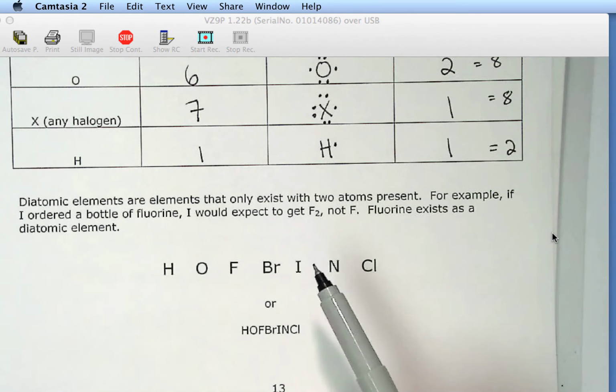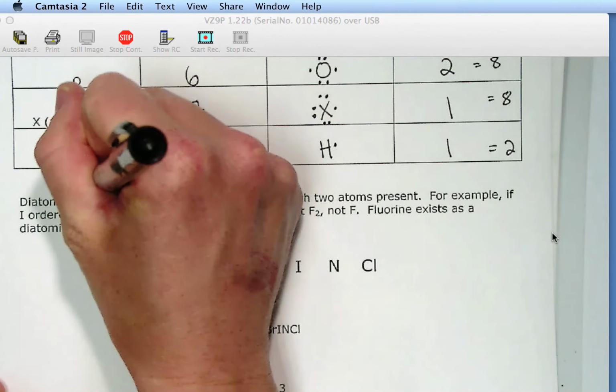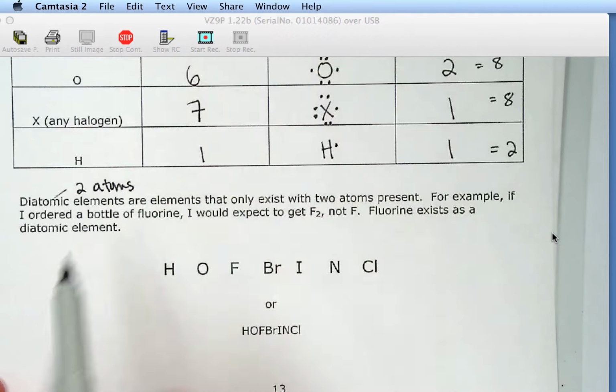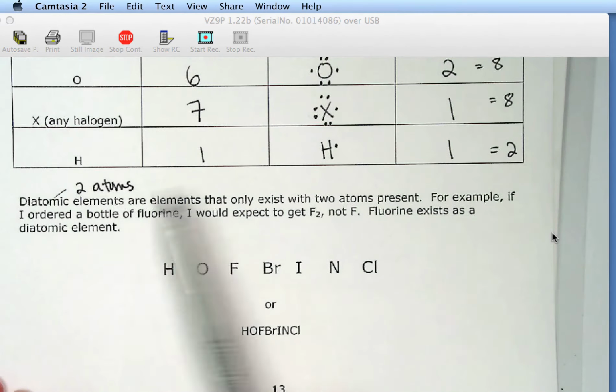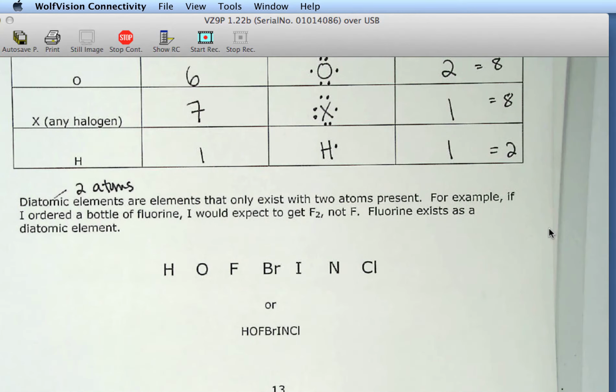Fluorine is only found in nature as a diatomic element. What I mean is, di, two atoms occurring naturally together. So, for example, if I ordered fluorine, instead of getting F, I would get F2. I'd call a company and say, this is not what I ordered, I just wanted F. They'd say, that does not exist. You cannot just get F. You can only buy it as F2.